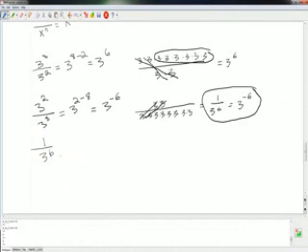Okay, and so next time we'll work on multiplying exponents, and then talk more about dividing with negative numbers in the exponent.